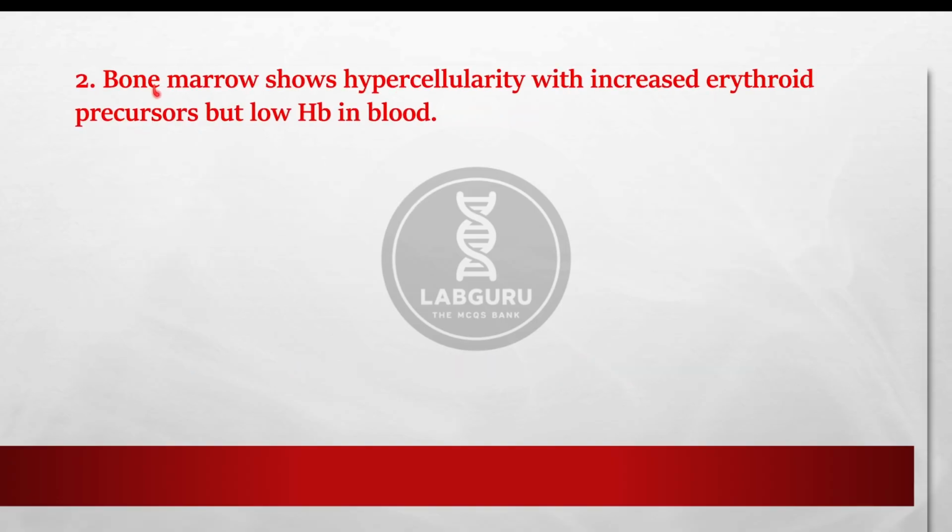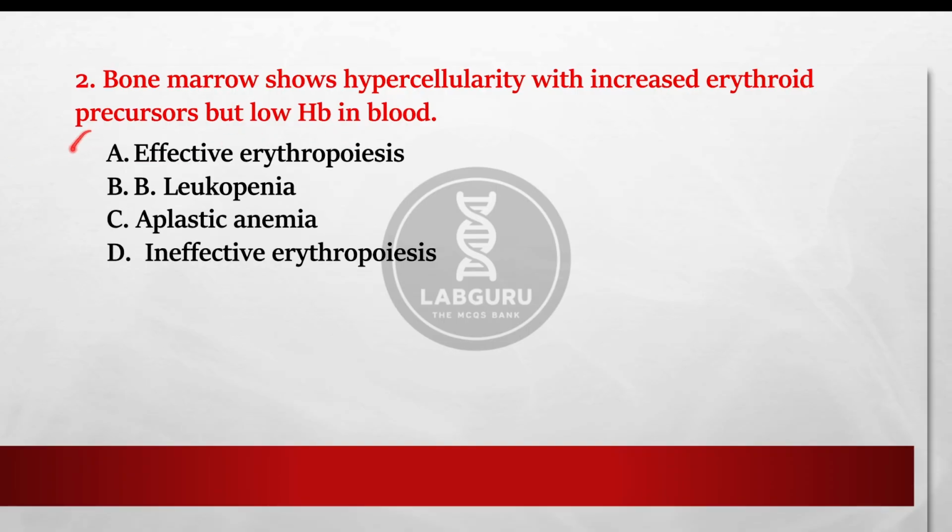Question number 2 is: bone marrow shows hypercellularity with increased erythroid precursor but low hemoglobin in blood. What is here? Here you can see the hypercellularity. Bone marrow is showing hypercellularity, meaning an increase in the number of cells with increased erythroid precursor. The developing RBC progenitors are also increased, but hemoglobin is low. How come? We can see the options. Option A is effective erythropoiesis. Option B is leukopenia. Option C, aplastic anemia, and option D is ineffective erythropoiesis.